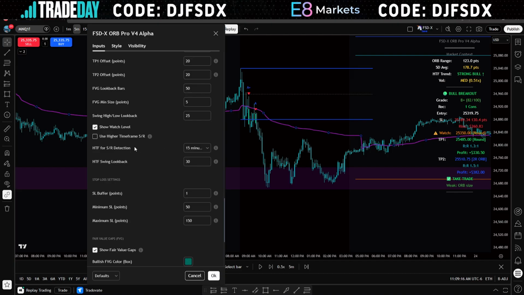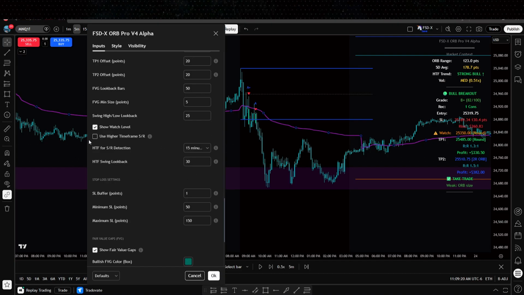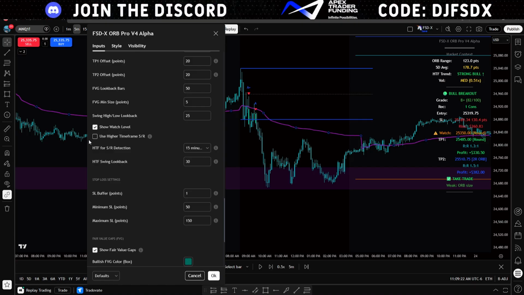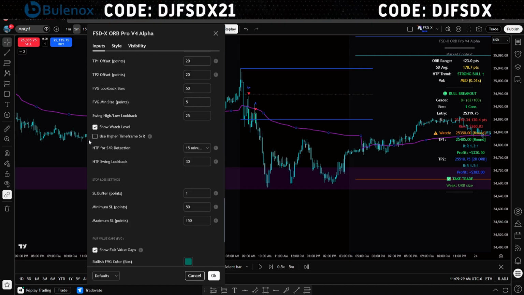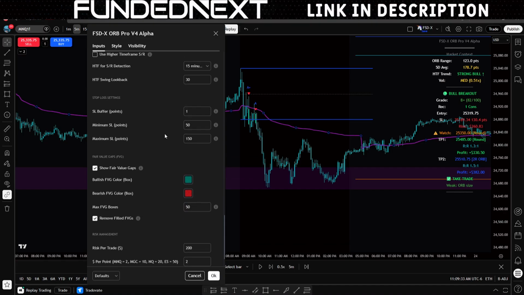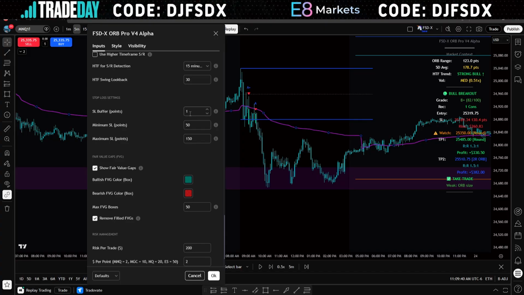This is just an extra level of support and resistance on higher time frames. It helps, it basically just filters. It makes it really picky about what it looks at for the TP zones. And for the stop loss, this is just a buffer. So wherever your stop loss is set, it will set it 1 point below that.